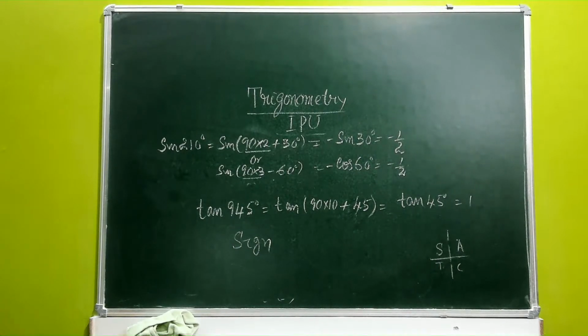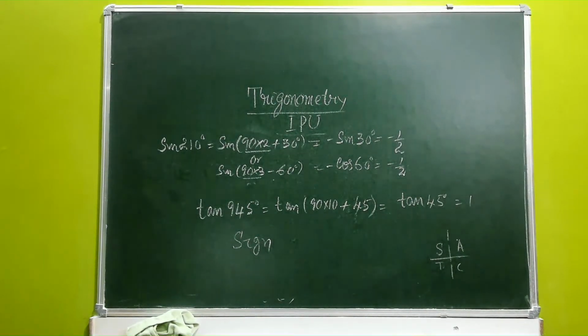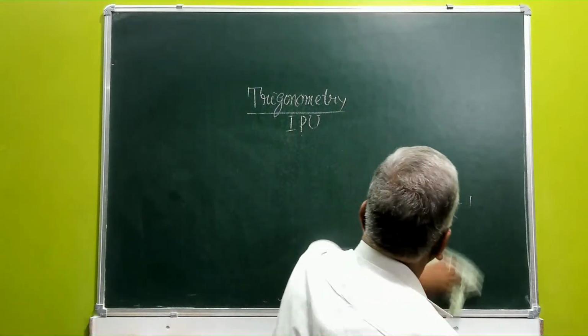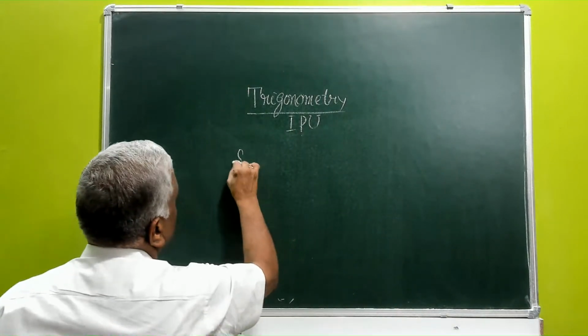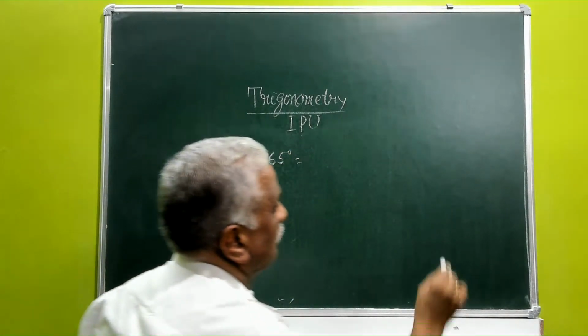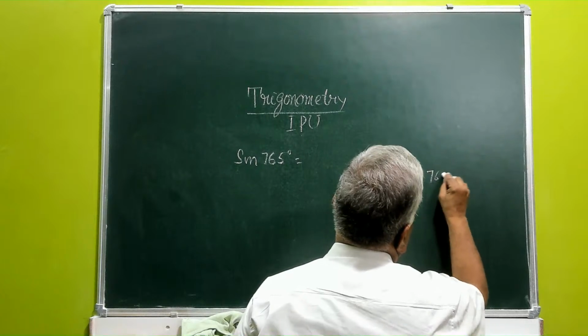Let us work one or two more problems of allied angles to give you a clear idea of allied angles. I've just collected some problems here. I'll come to the examination problems later. Let us find out what is sine 765. Sine of 765 degrees. So what you can do is you divide 765 by 90.